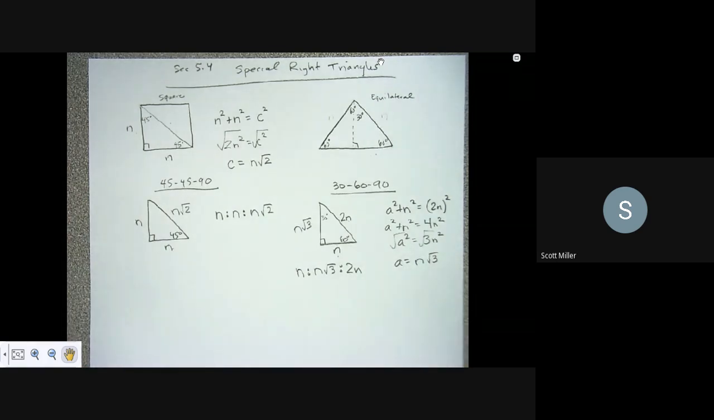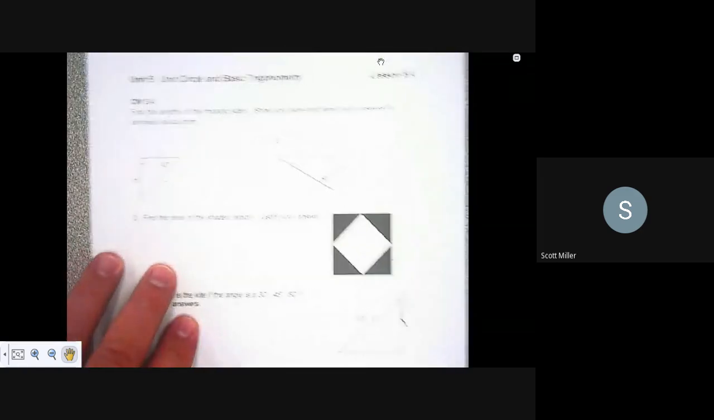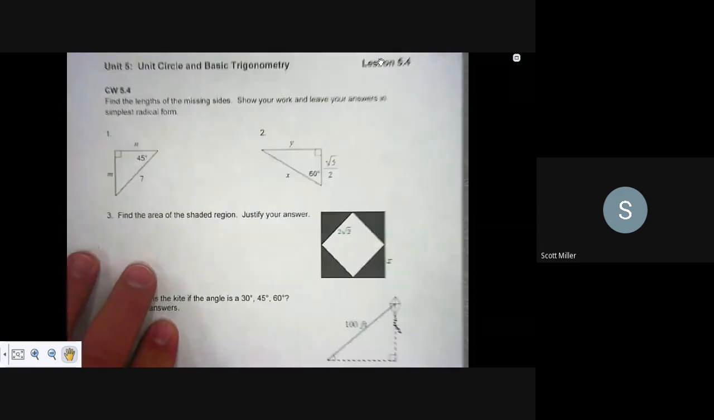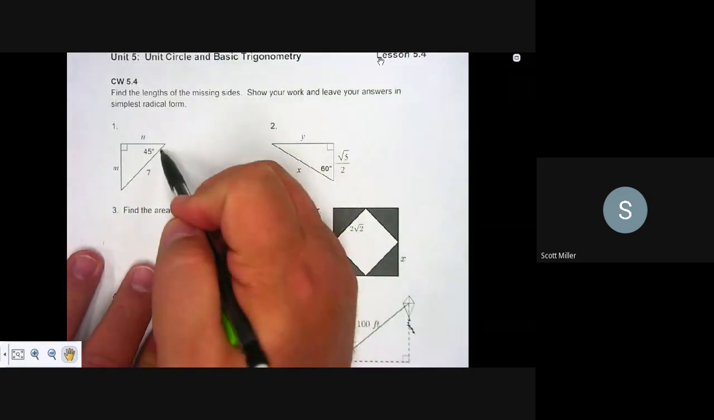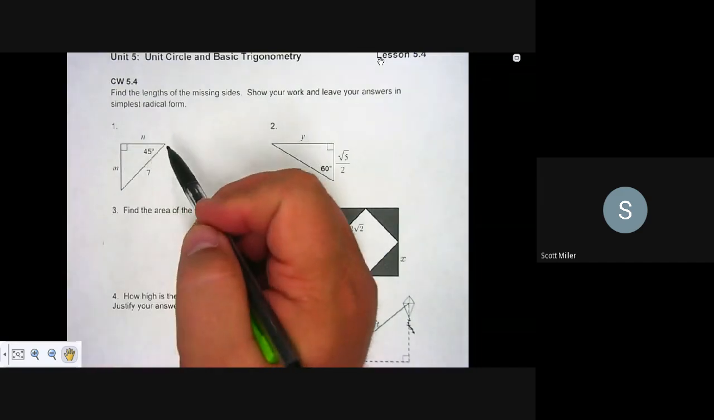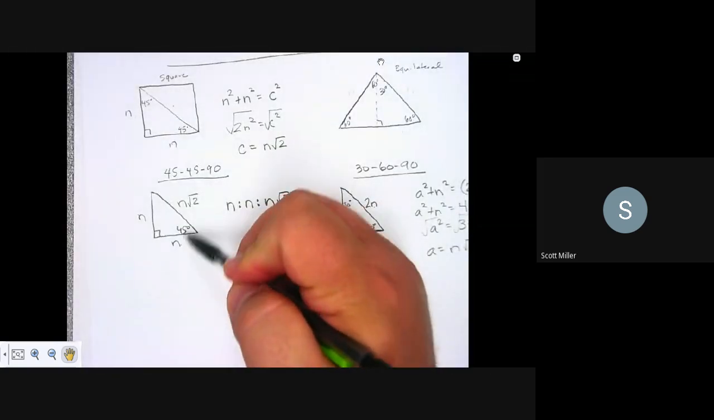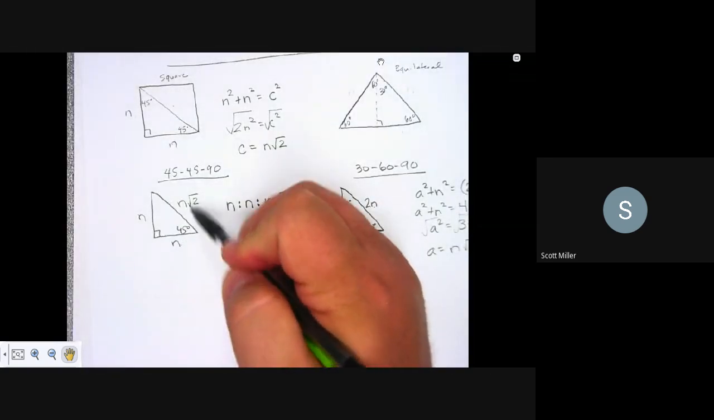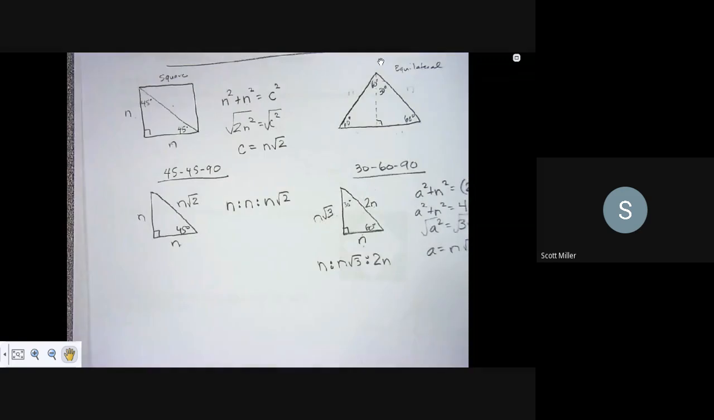So let's look at some problems to see what we get. Looking at this one right here, the first one, this is a 45-45-90. I gave you the hypotenuse. What are the other two sides? Well, from our ratio, from the side length to the hypotenuse, I multiply by the square root of 2. So to go backwards from the hypotenuse back to the side, I obviously do the opposite, which is to divide by the square root of 2.